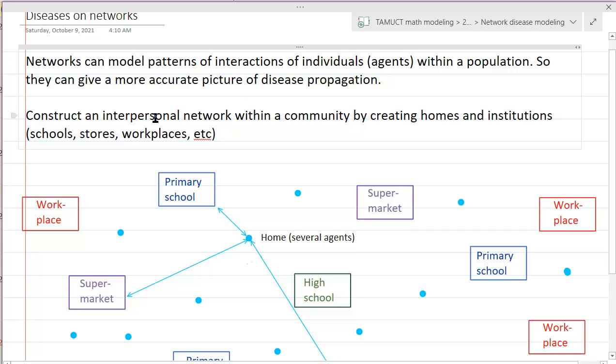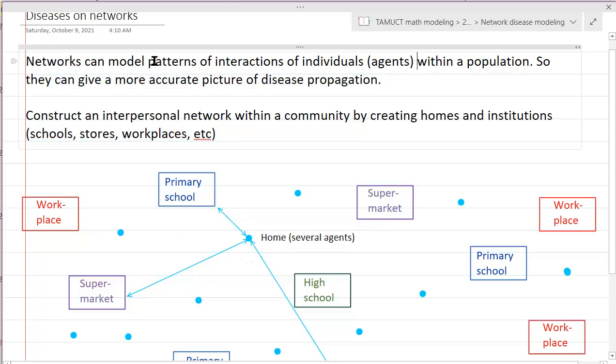We can construct an interpersonal network within a community by creating homes and institutions. All right, so here we have supermarket, workplace, primary school, and high school. So I have 4 types of institutions, and these blue dots are homes. Now these homes will include several individuals, several agents, and each agent will have connections, right? So if I have a primary school age child, he'll connect to a primary school, probably the nearest primary school. If I have an adult, I may have a connection to a supermarket or to a workplace.